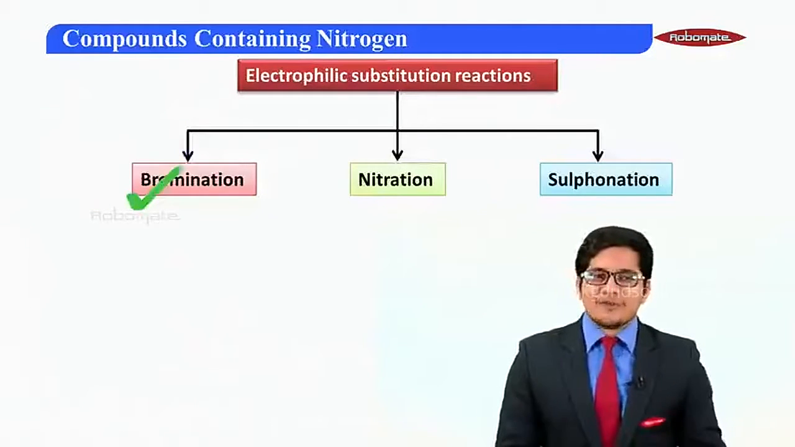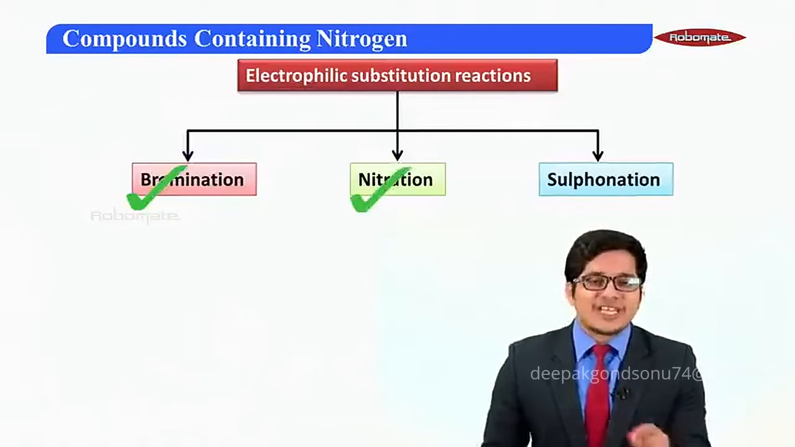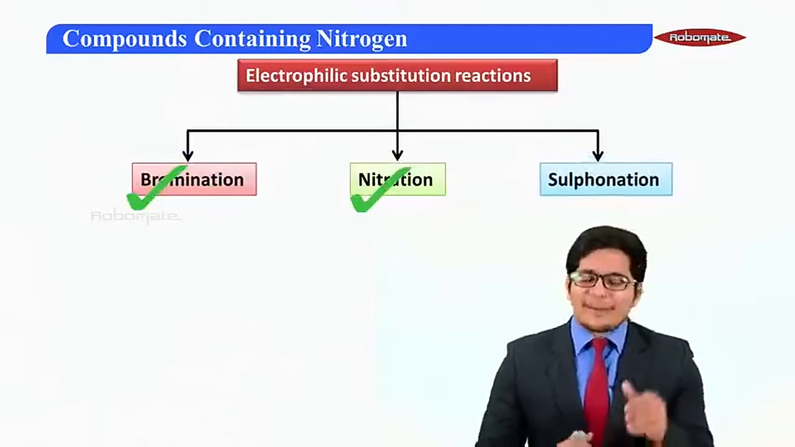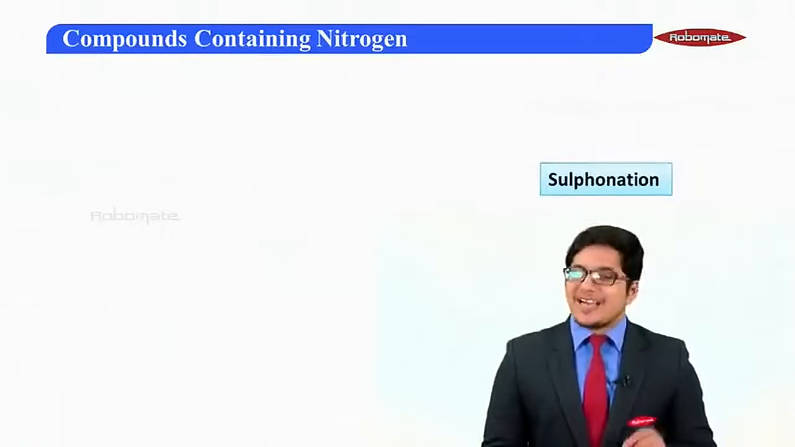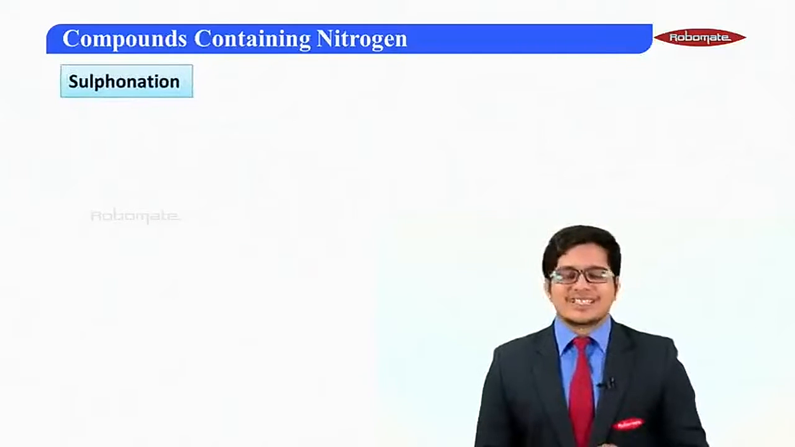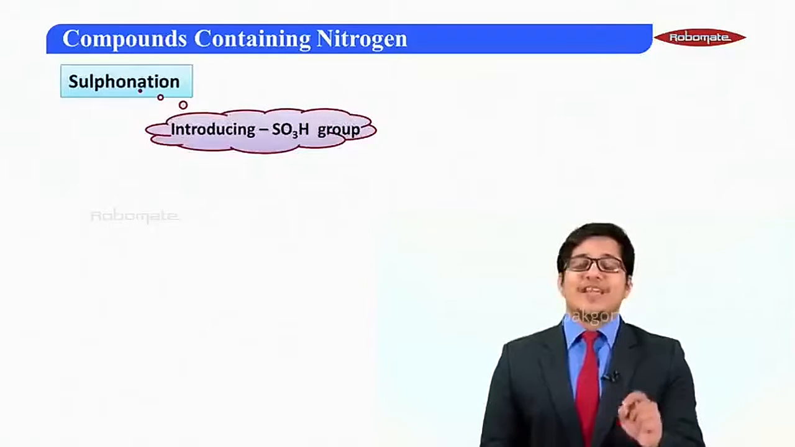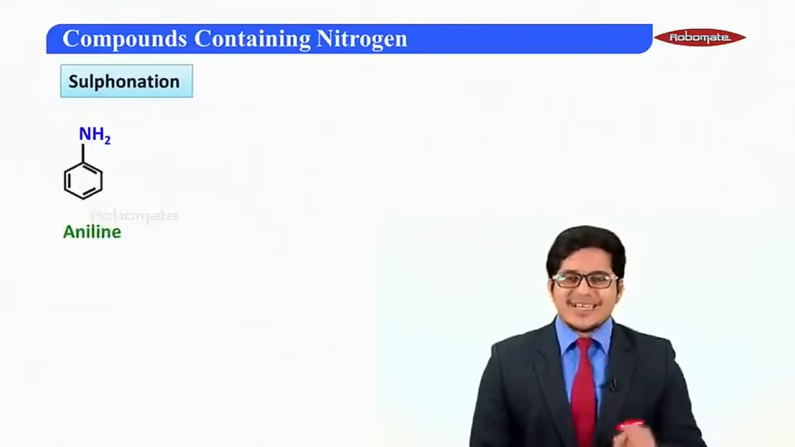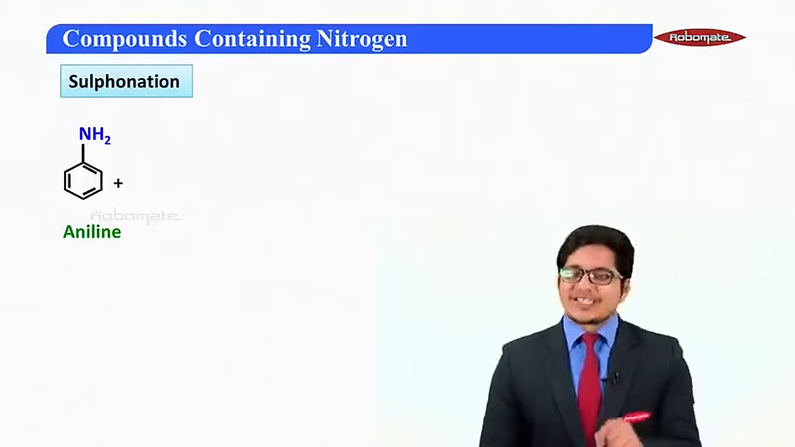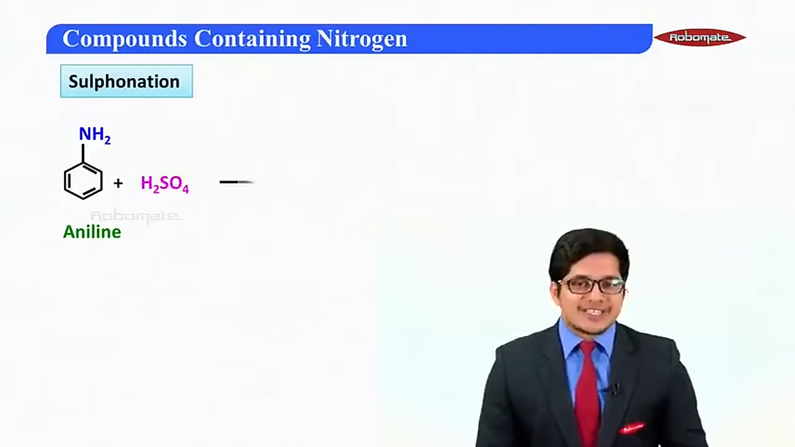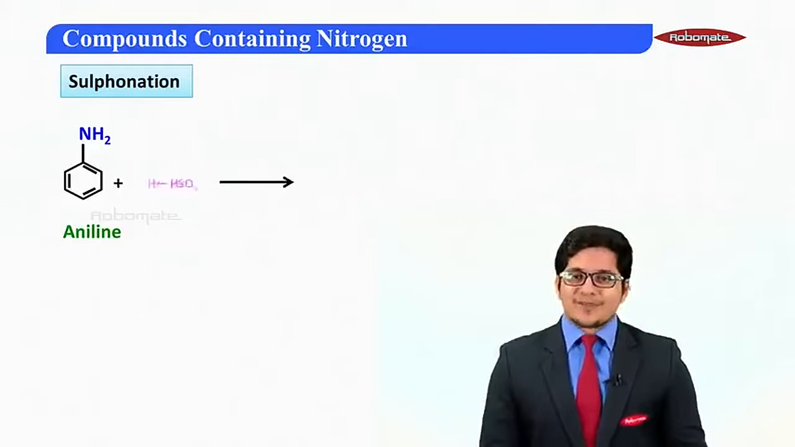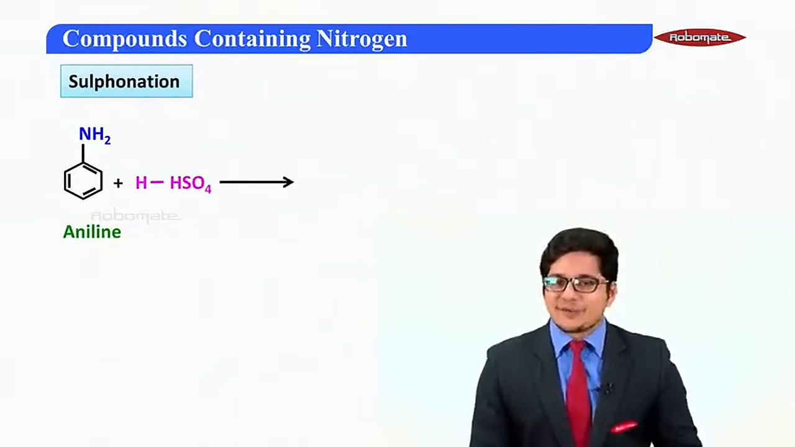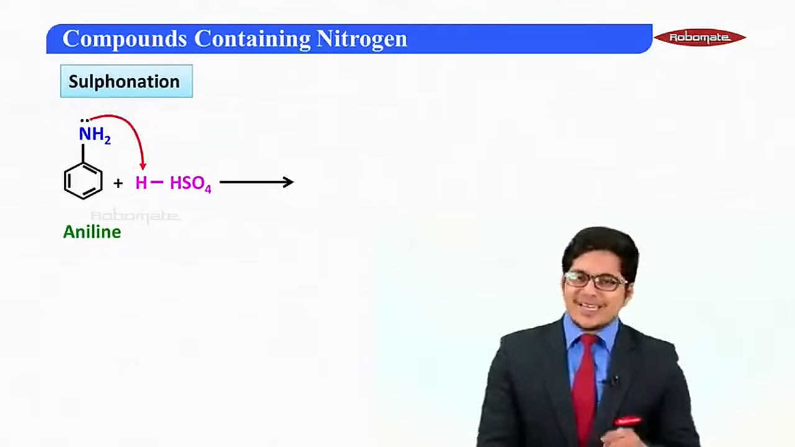Let's now move towards the sulfonation reaction. Now what exactly do we mean by sulfonation reaction? Again, sulfonation is nothing but the addition of an SO3H group. Let's see how this is done. Let's take a molecule of aniline. To this we would add concentrated H2SO4. Now concentrated H2SO4 can be written as H-HSO4. What would you get? Let's see.